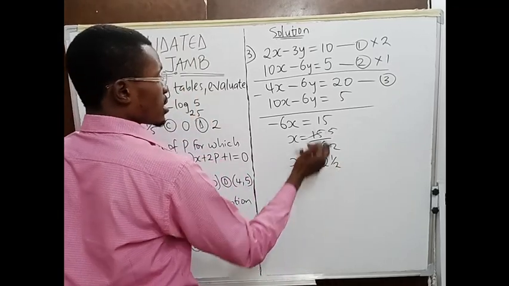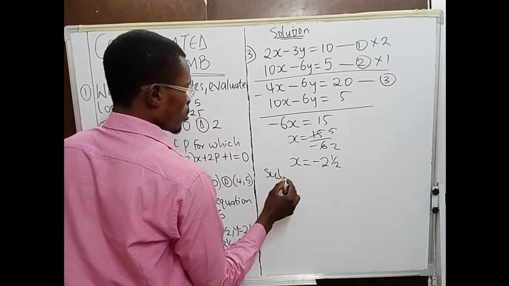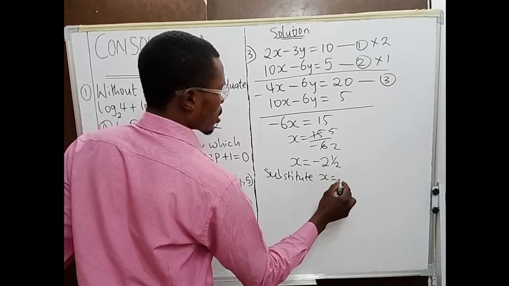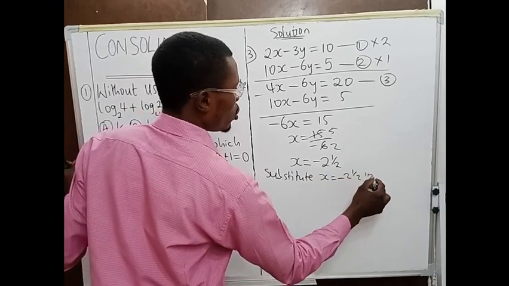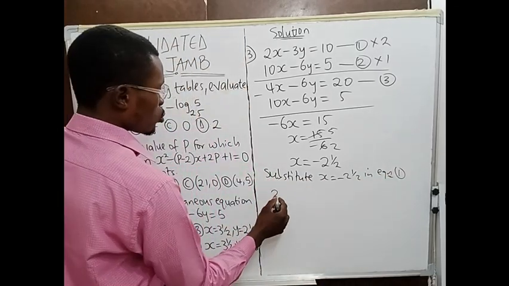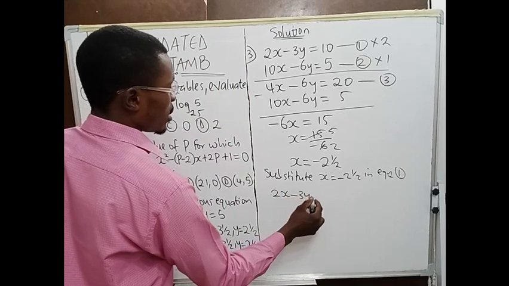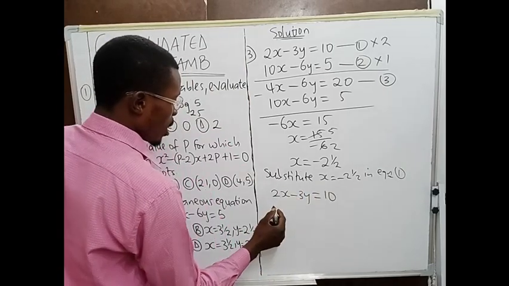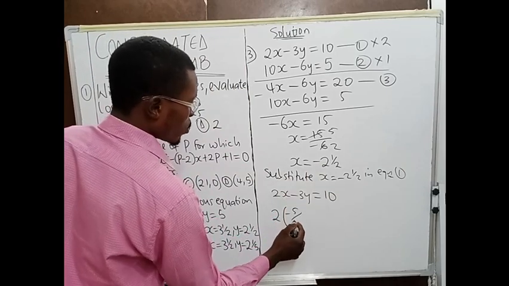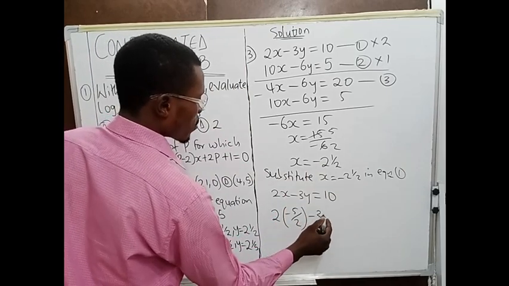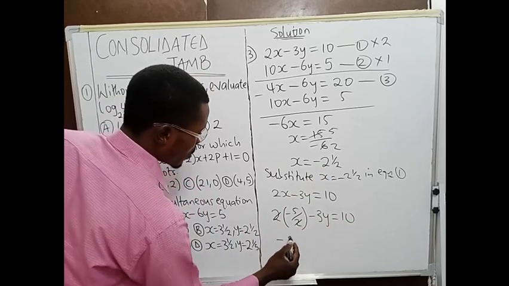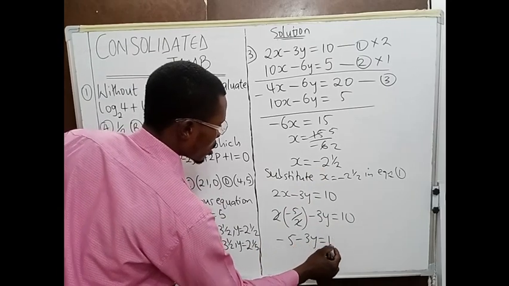I substitute the value of x in equation 1. Substitute x equals minus 2, 1 over 2 in equation 1. And what is equation 1? 2x minus 3y equals 10. So when I substitute, I have 2 times minus 5 over 2, minus 3y equals 10. 2 cancels out 2. I have minus 5 minus 3y equals 10.